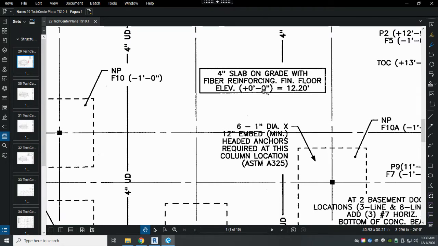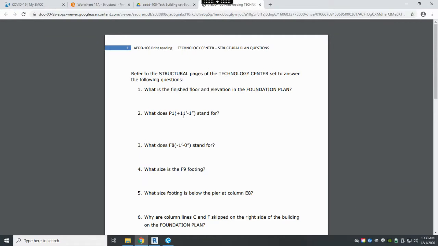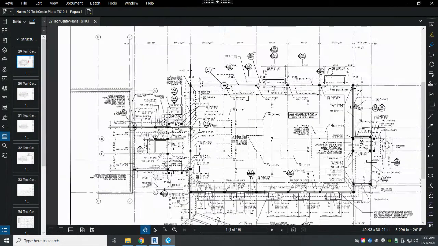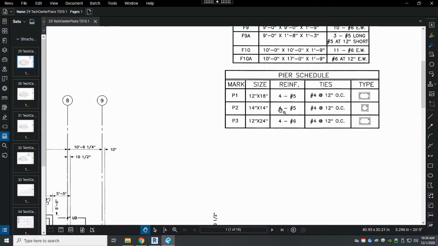All right, so the next question I have is, what does P1, plus 11 feet 1 inch stand for? So we know that P1 stands for a pier type. So what kind of pier is it? It is a 12 by 18. So I'm going to put P1 equals a 12 inch by 18 inch pier. And what does the plus 11 feet 1 inch stand for? It's plus 11 feet 1 inch from top of slab. And that is our pier height.